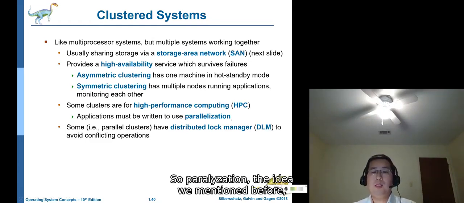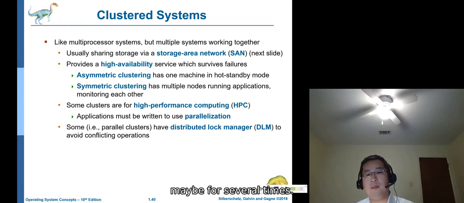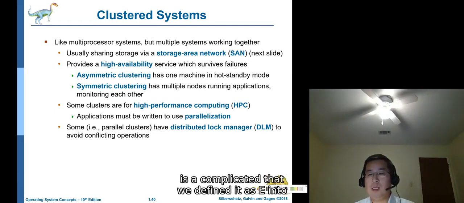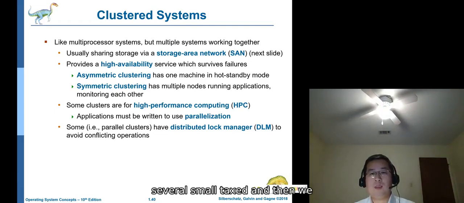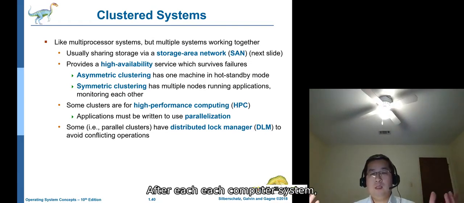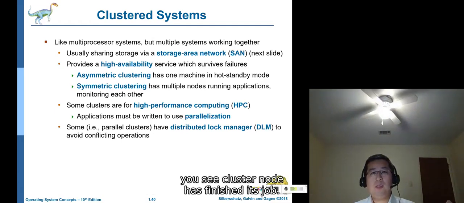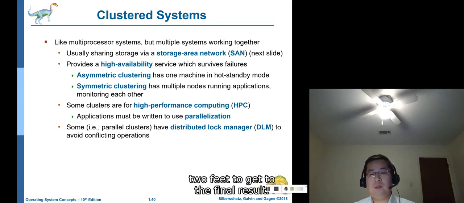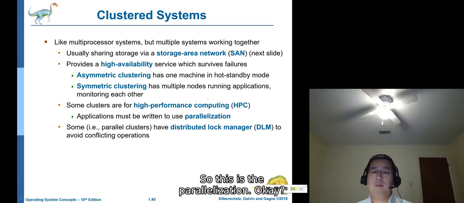Parallelization is the idea we mentioned before, maybe several times. The basic idea is that a task is complicated. We divide the task into several small tasks, and then we run each small task on one computer system. After each cluster node has finished its job, we combine the results together to get the final result. So this is parallelization.